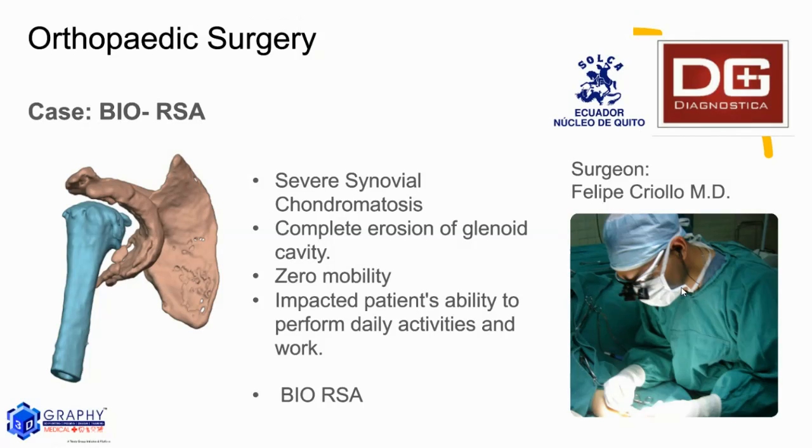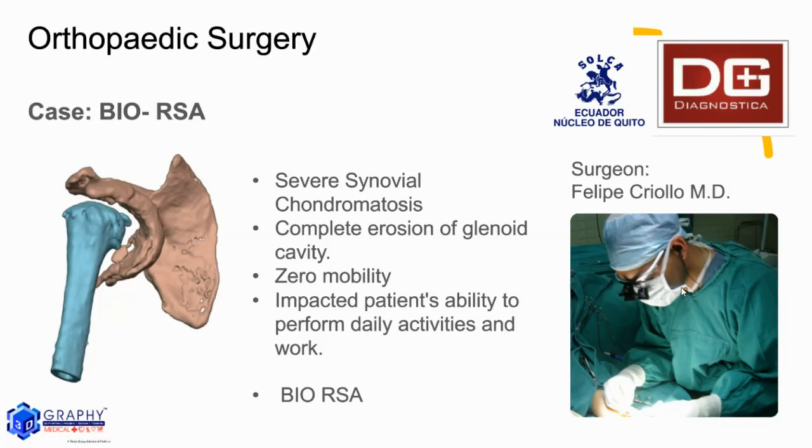So the first case that I want to talk about is an orthopedic surgery case done by Dr. Felipe in Quito. It's a case of a patient with a severe synovial chondromatosis. You can see in the picture on the left the actual anatomy of the patient, a 3D representation taken from a CT scan. We can see there's almost a complete erosion of the glenoid cavity. This patient had severe mobility problems and a lot of pain. This condition had really impacted his ability to perform daily activities and work. It has affected his quality of life.